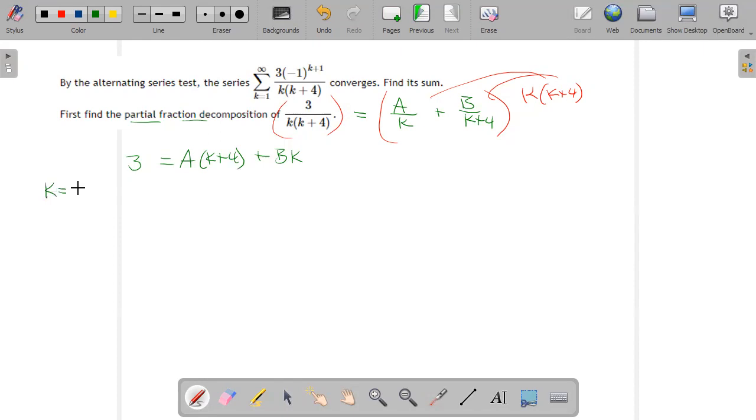b were. And so the first clever value for k I have is 0, because if I make k 0, then the bk term vanishes, and I get 3 equals a times 4. Solving for a, divide by 4, I get a is 3/4. If I let k equal -4, then the first term is going to vanish, and I get 3 equals b times -4. Dividing by -4, I get b equals -3/4.